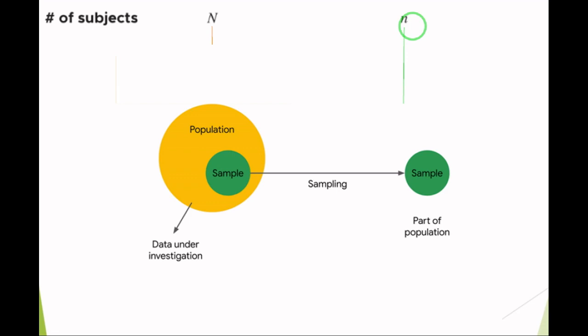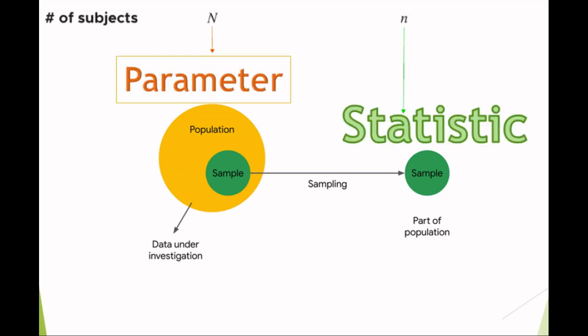Now let's define the parameter versus a statistic. A parameter is a characteristic of a population. It's a fixed value, but often unknown because it's impractical or impossible to measure every member of the population. In our height example, the average height of all women in the country would be a parameter.